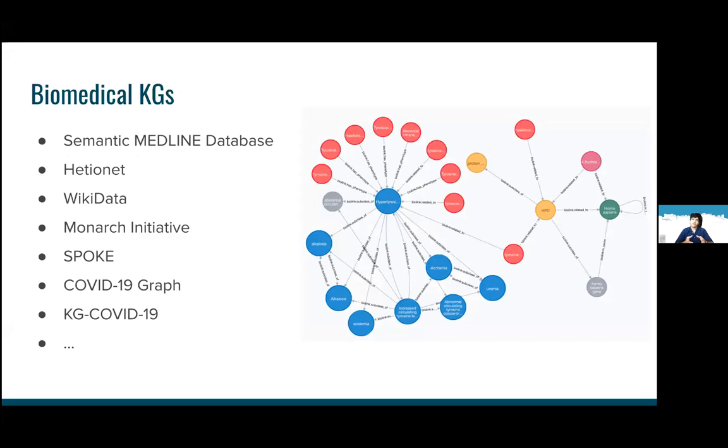To pick some examples, there are several biomedical knowledge graphs, or KGs in short. For example, the Semantic MEDLINE database is probably the first example of a knowledge graph. Then we have Hetionet, Wikidata, the Monarch Initiative, and the Scalable Precision Medicine Oriented Knowledge Engine, SPOKE, at UCSF. And more recently, this year, we've had more COVID-19 specific knowledge graphs like the COVID-19 Graph and KG-COVID-19, and so on. So there are many names out there.